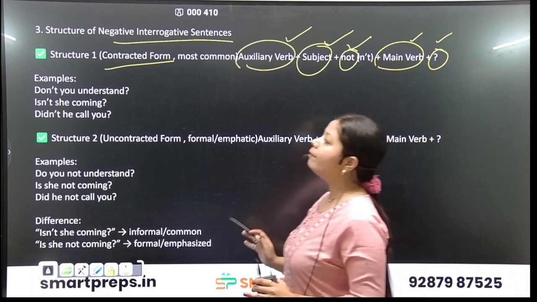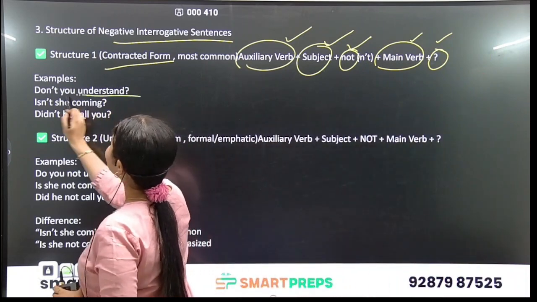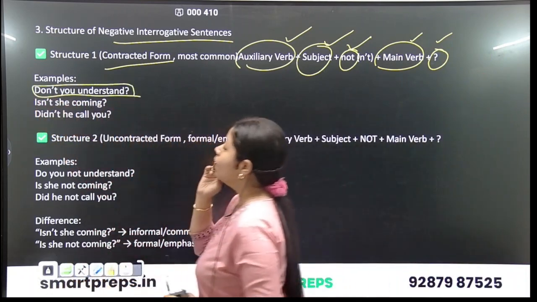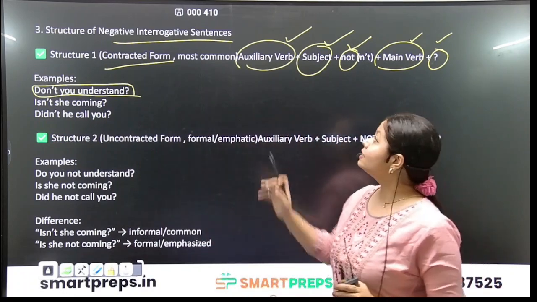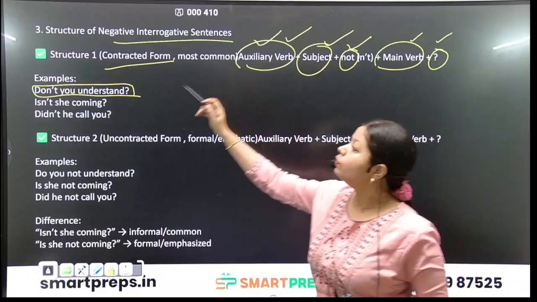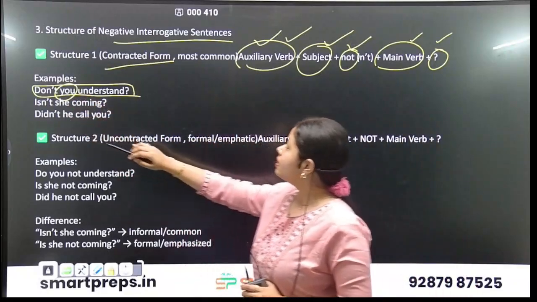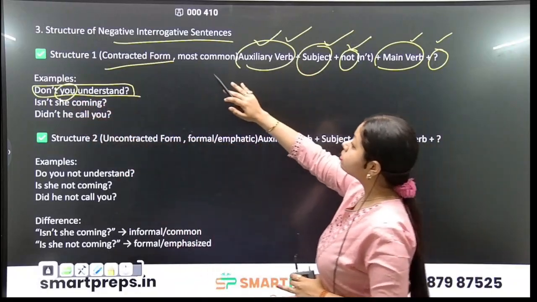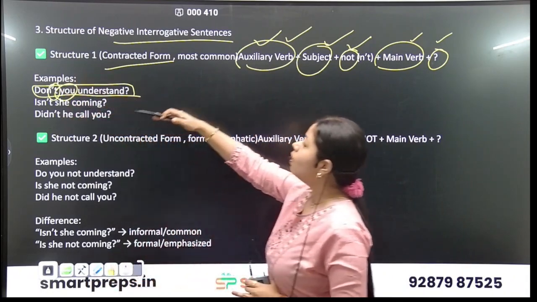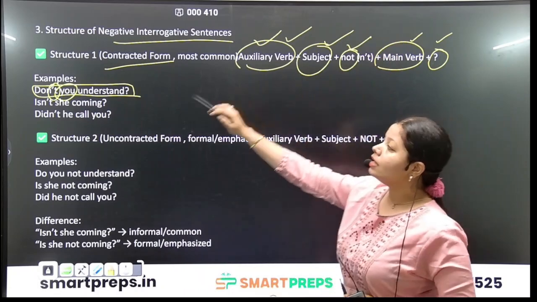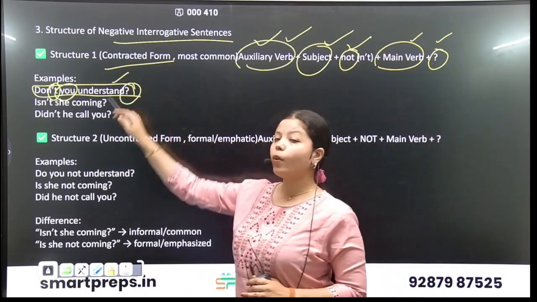For example, don't you understand? Don't you understand? So don't is the contracted form of the auxiliary verb. You is the subject, and we have put a not here. Understand is the main verb along with the question mark.